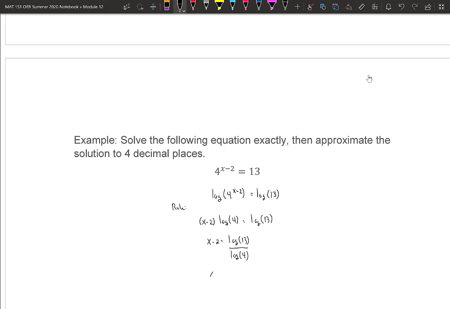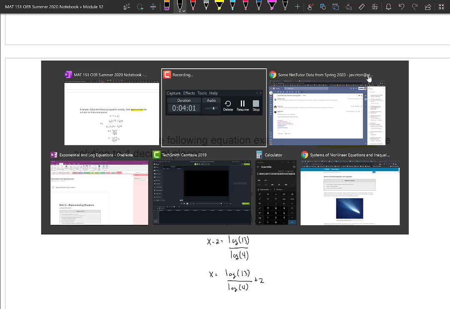I'm going to add 2 to both sides, right, because I'm solving for x. I can do that now that x is out of the power and in the base. And I have an answer. Now, it does say to approximate to 4 decimal spaces, so what we can do here, like grab that handy-dandy calculator.